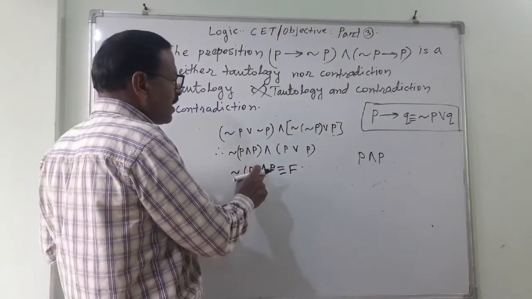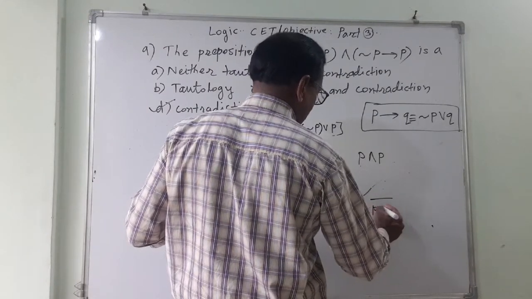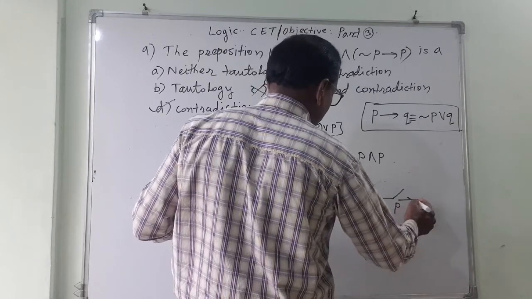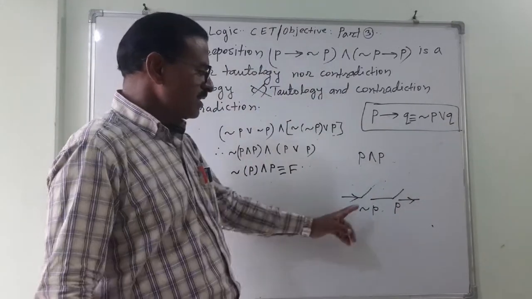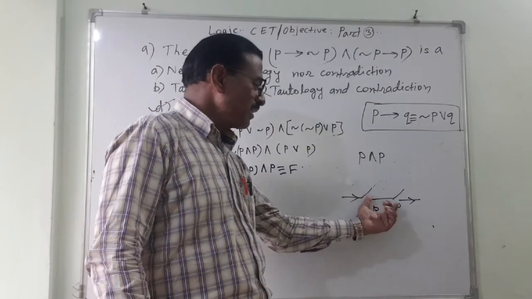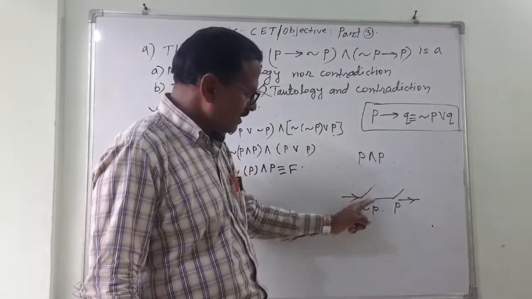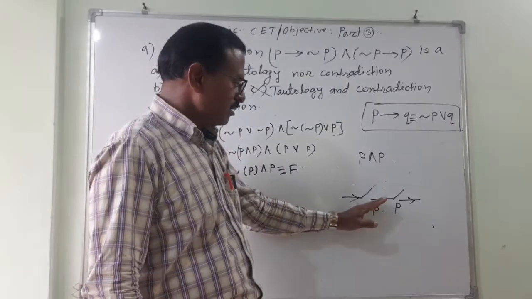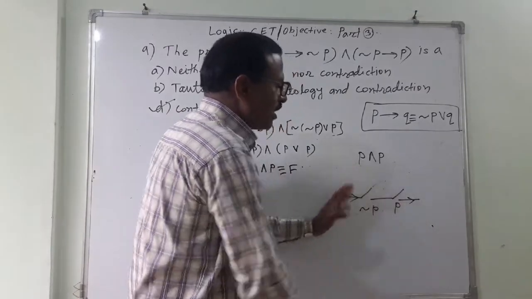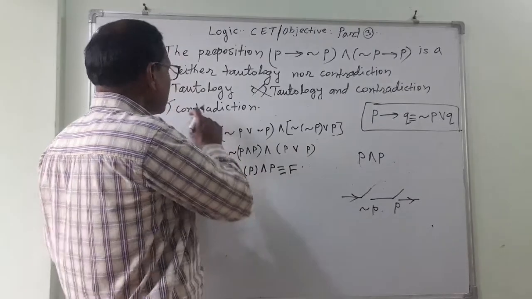Now negation P and P. This is negation P and this is P. I will try to pass the current. This is the same switch. Its two positions are joined in series. If this is on, this will be off because it is the same switch. This is on, this is off. If this is off, this is on. In any case, the current will never pass. And that's why it is a contradiction.